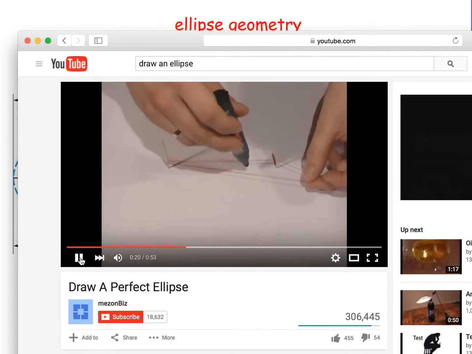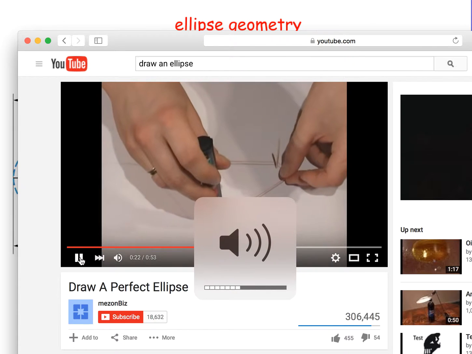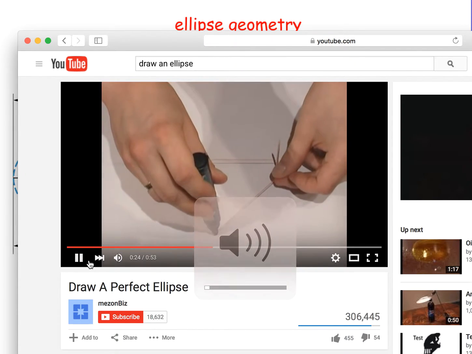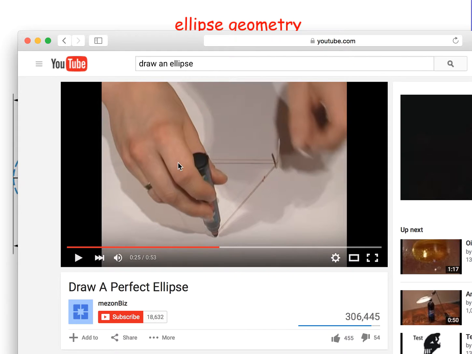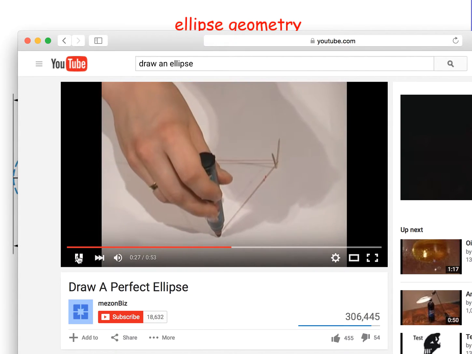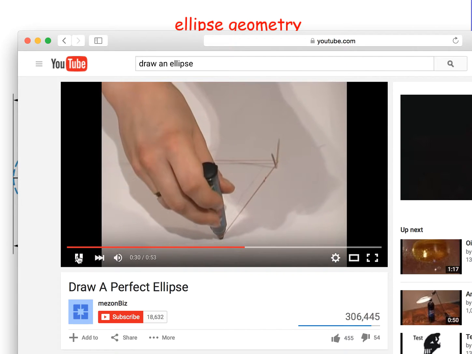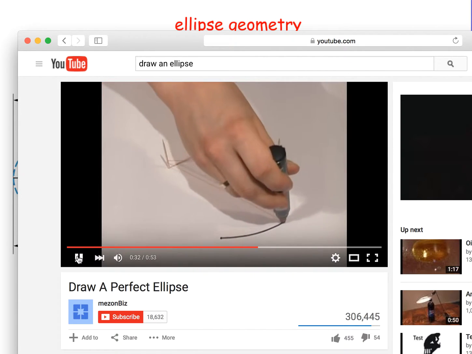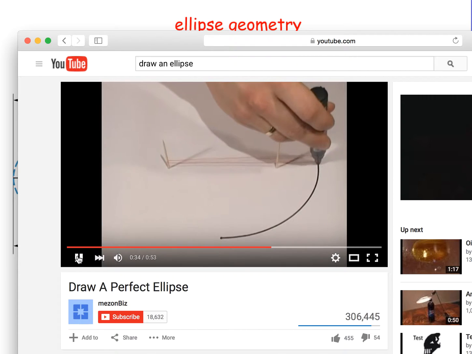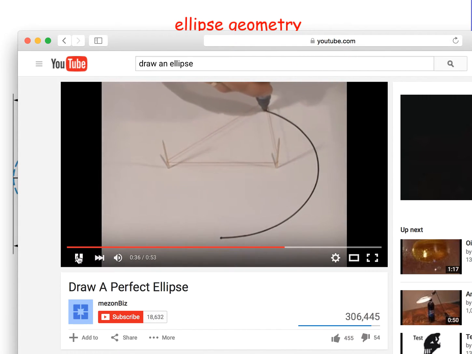The thing that makes an ellipse unique, I'm going to turn the volume down here. The thing that makes an ellipse unique is this bit of string is the distance between the two foci and the pen and the other foci. That total distance of those three line segments always stays the same. So as the person uses the pen to draw, the person keeps the string taut. And what naturally happens is the shape that is drawn is the shape of an ellipse.